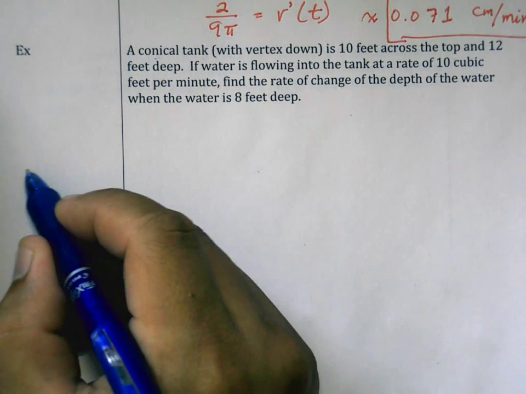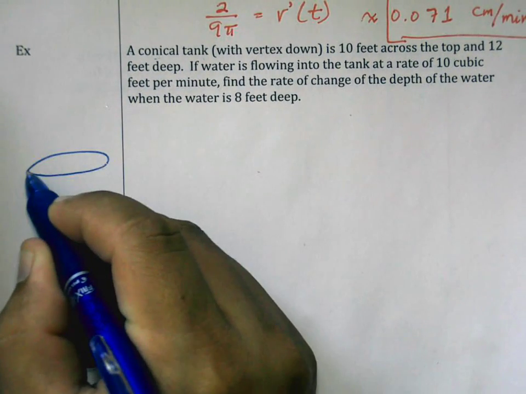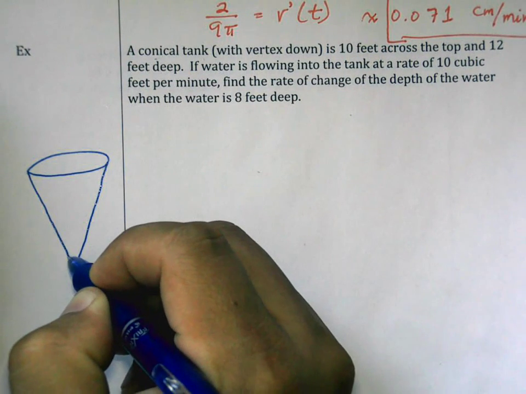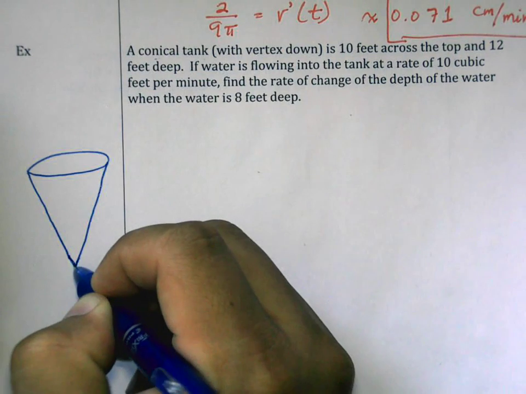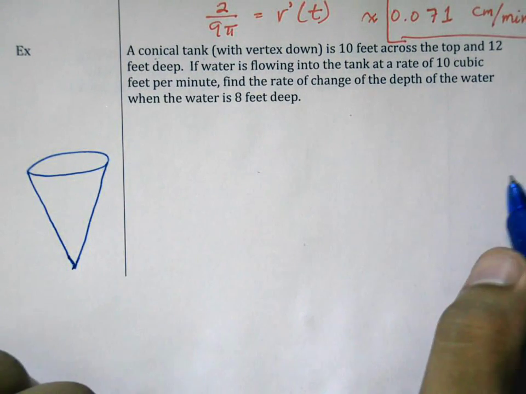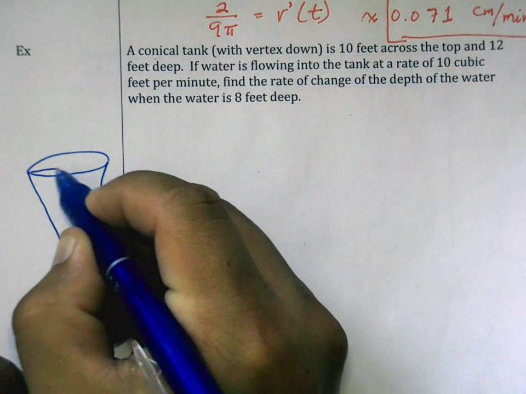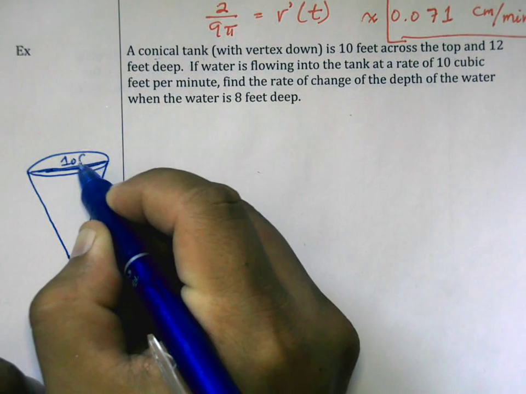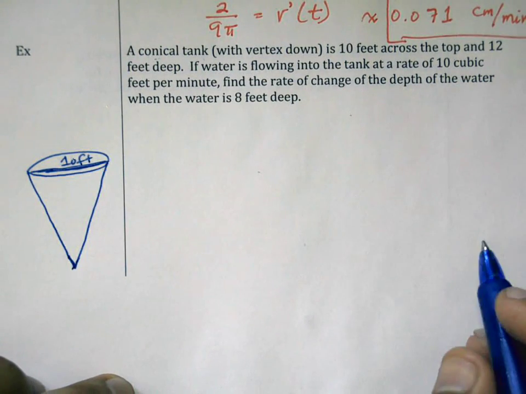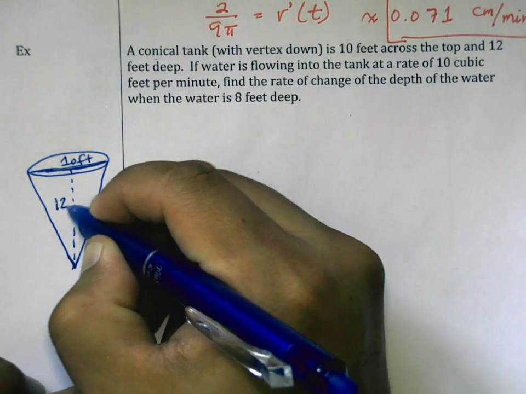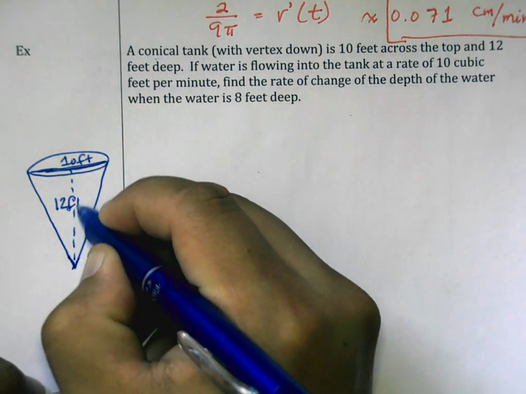So think of it this way. Here you have a tank, kind of a weird looking tank. In real life it's probably not this simple, but they made this simple for this particular calculus problem. It is 10 feet across, so across here that's 10 feet, and it's 12 feet deep in total.